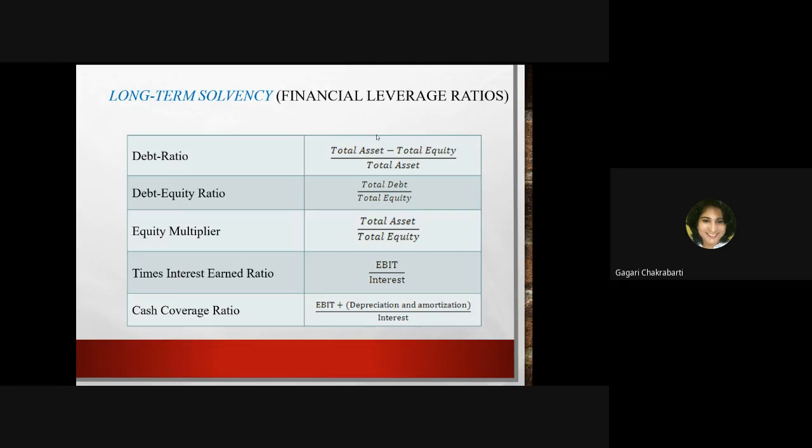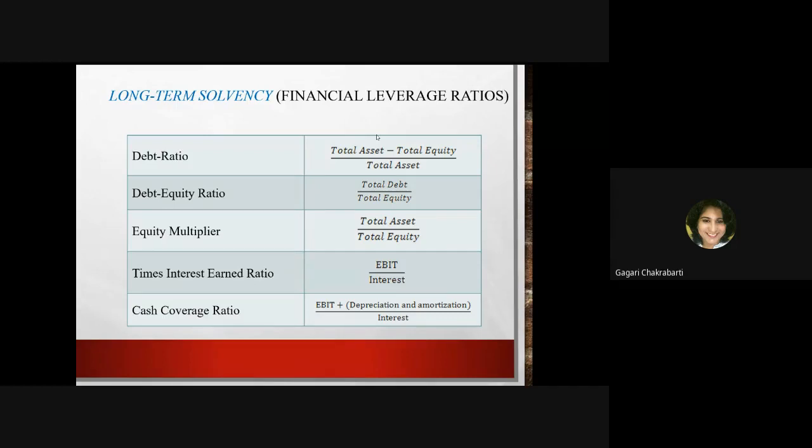And the last one in this category is called the cash coverage ratio. The cash coverage ratio is given as the EBIT, earnings before interest and taxes, and then we add back the depreciation and the amortization, right? Depreciation is the amount spent to meet the wear and tear of your asset, and amortization means your debts have retired, so you are paying back the principal amount, right?